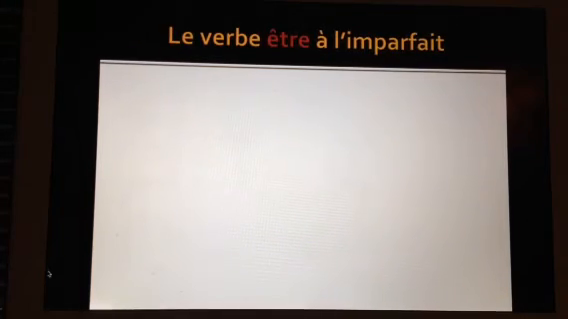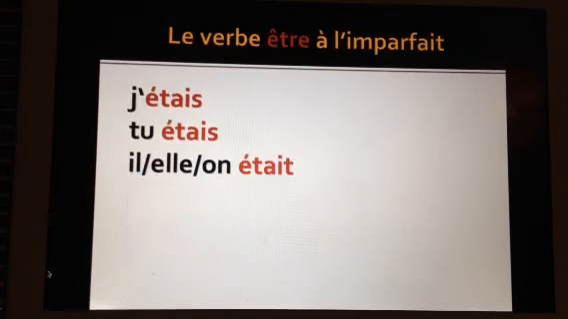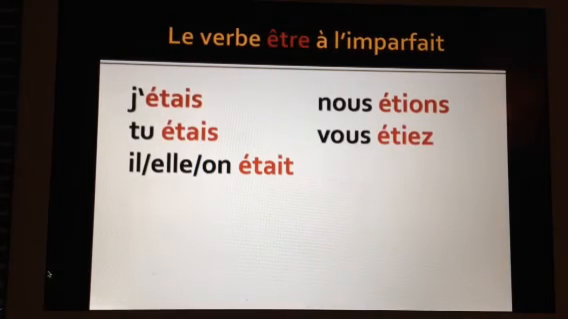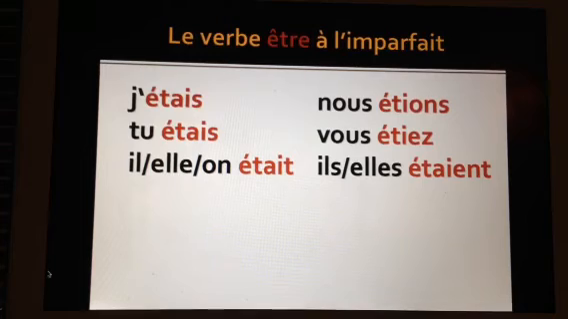So here are your forms of the verb être in the imparfait. J'étais, I was. Tu étais, you were. Il était, elle était, on était. He was, she was, or one was. Nous étions, we were. Vous étiez, y'all were. And ils, elles étaient, they were. It's a very, very common verb in the imparfait. So it's a good one to know.